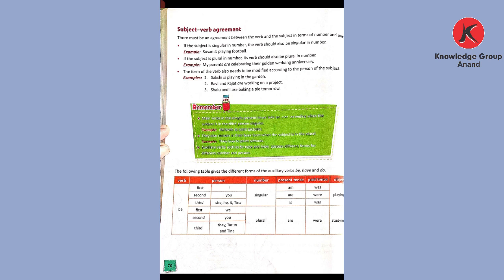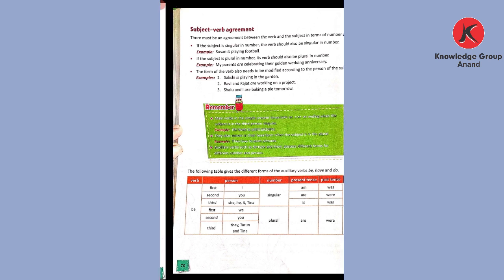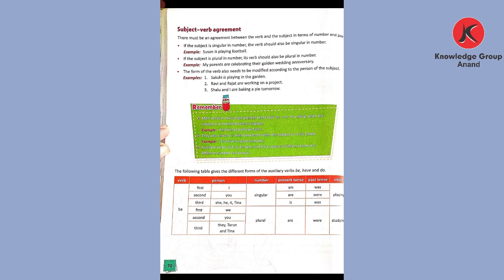If the subject is in the plural, the verb should also be plural. For example, students. We are students, and if we have taken a to be verb, students are playing. So the subject is singular, the subject is plural, so the verb also should be plural in number. Here the example is, my parents are celebrating their golden wedding anniversary. Now parents is a plural form here, that's why the verb are is taken here. So when the subject is plural, the verb also should be plural, and when the subject is singular, the verb also should be singular.